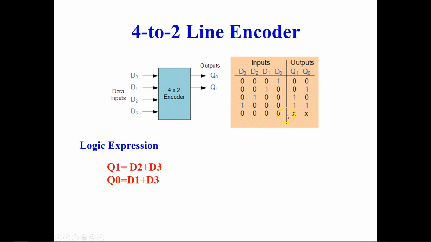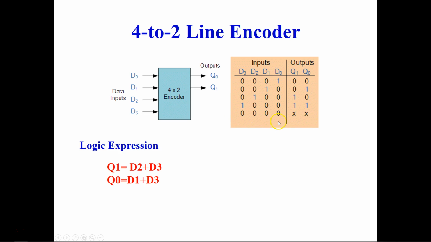Then when all the inputs are 0, it doesn't matter what the output is, it does not matter. In this case also you can use the enable to show that if all inputs are 0, then there should be no output, and it should work only when you have a 1.